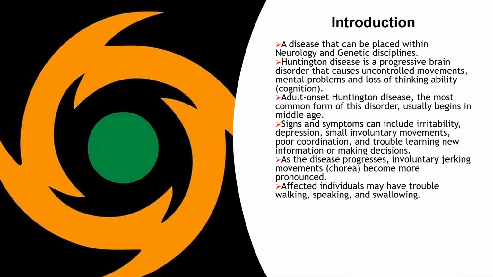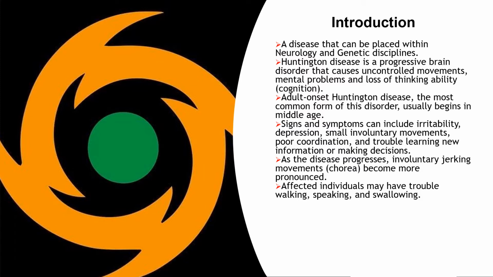Adult-onset Huntington's disease is perhaps one of the most common forms of Huntington's. It usually begins in middle age. Signs and symptoms can include irritability, anxiety or depression, small involuntary movements, poor coordination, and trouble learning new information or making decisions. As the disease progresses, involuntary jerking movements, something that is referred to as chorea, can become evident and more pronounced.